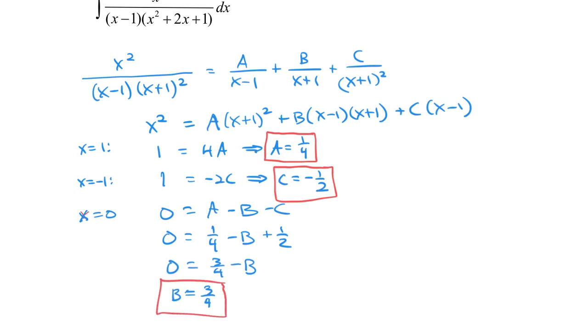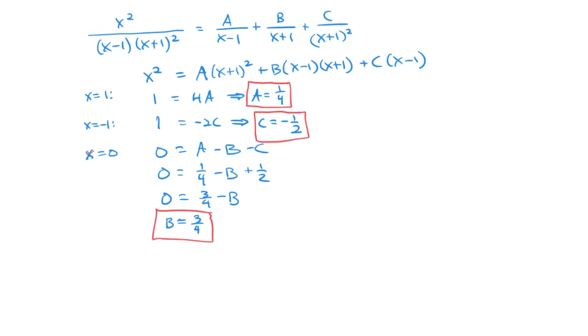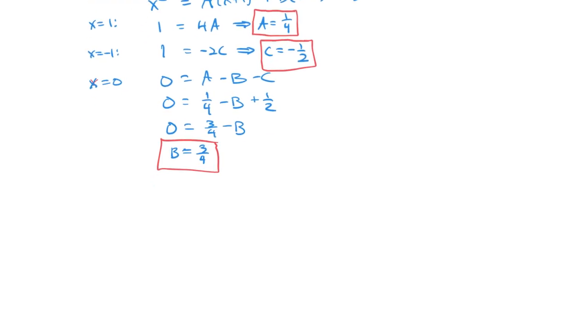Okay, so now we know what the coefficients are. All right, so now we can write our integral. Just have to rewrite the integral. So what we'll have now is our integral, which was x squared over x minus 1. I'm just going to rewrite the original one. x squared plus 2x plus 1 dx.